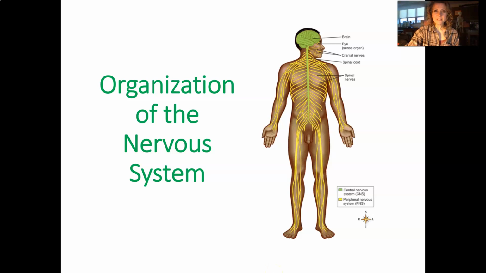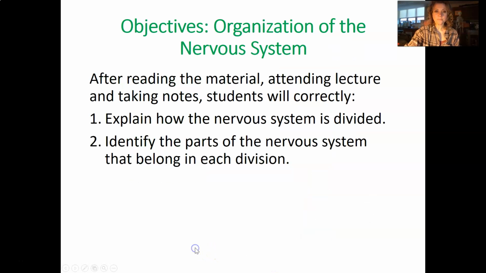Hello anatomy students. In this video we're going to talk about the organization of the nervous system. After watching this video you should be able to explain how the nervous system is divided. We're going to talk about 3 different ways to do that. And you should be able to identify the parts of the nervous system that belong to each division.